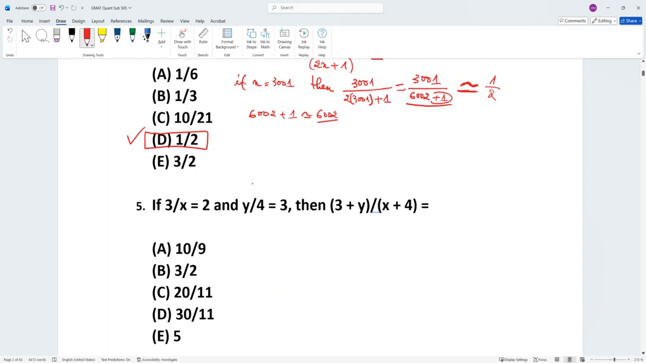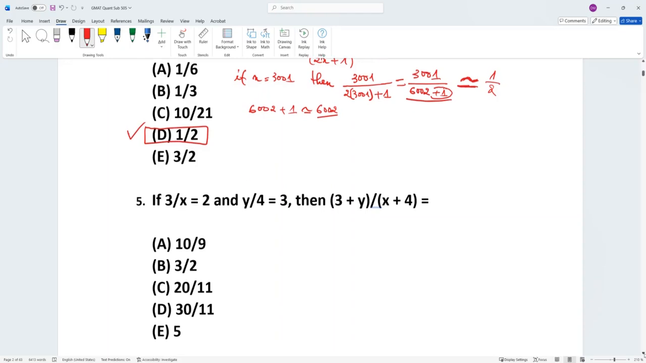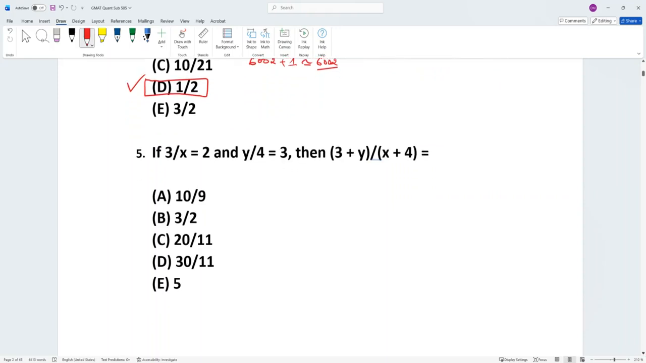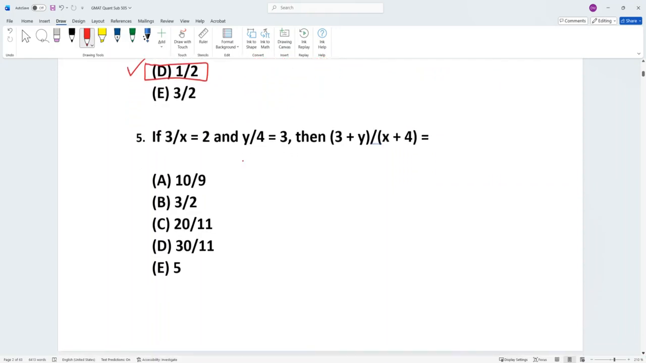Here it says, if 3 over x, let me just move it here. Yeah, so if 3 over x is equal to 2 and y over 4 is equal to 3, then they want us to find 3 plus y over x plus 4.